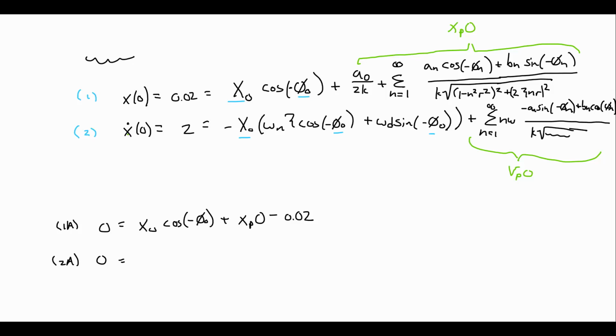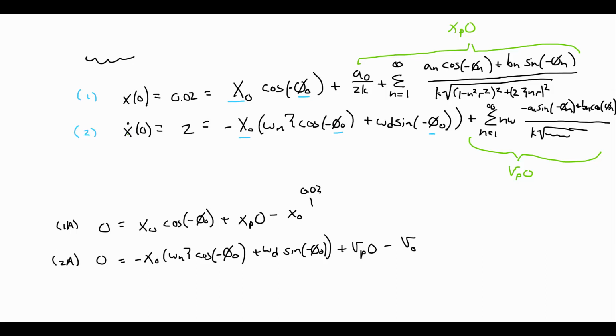And in my equation 2, I'm going to take that negative x naught omega n zeta cosine negative phi naught plus omega d sine negative phi naught plus vp0, and I want to take that 2 to the other side. Really, I'll write this in a more general way so we can see what's happening. So I'll subtract x naught, and here I'll subtract v naught. But we know that this is 0.02 for this particular case, and this is 2 for this particular case. But this is, in general, what I want to be doing.